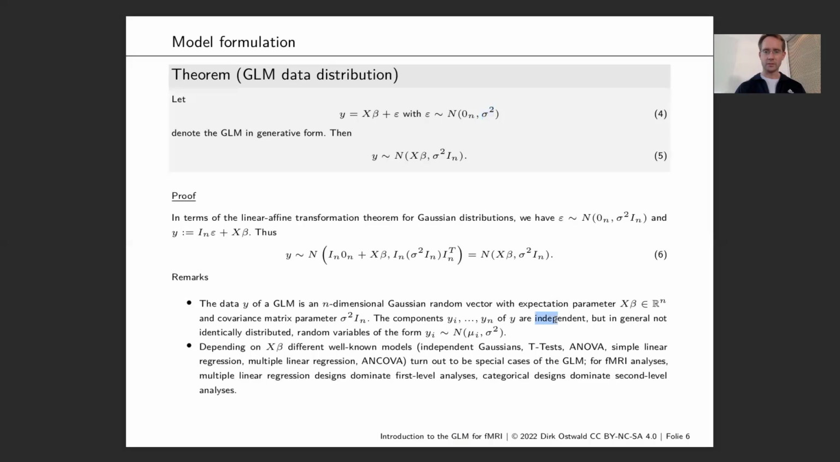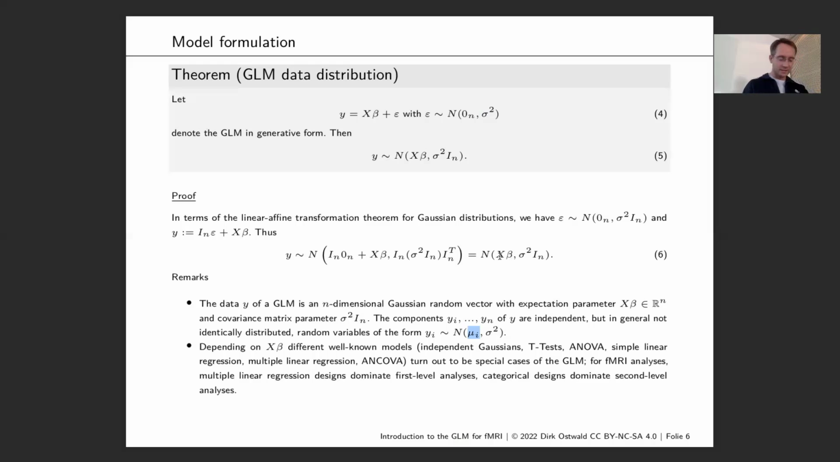I just said they are not independent, but they are independent, sorry, I get a little bit ahead of myself. They are independent because they have a spherical covariance matrix. So the data points are independent, but they are not identically distributed because each of them has as expectation parameter the value that corresponds to the respective row in the vector that is given by x beta.